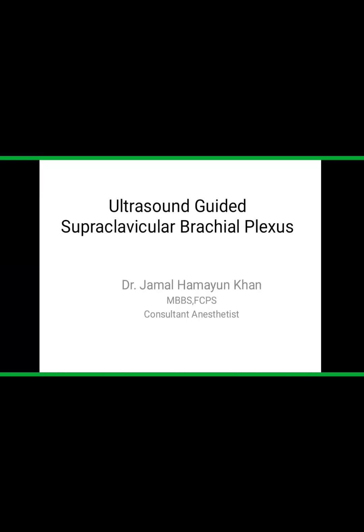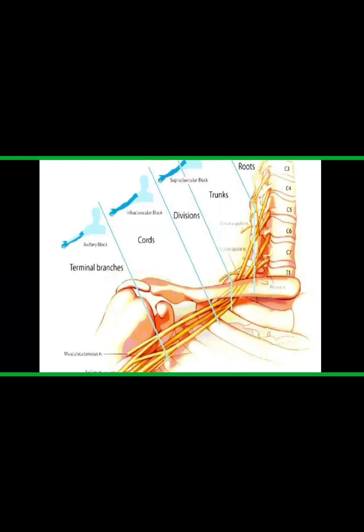As we can see, the brachial plexus emerging from the cervical spine and then ending up near the shoulder in the form of nerve branches. The brachial plexus emerges as nerve roots, starting from C3, 4, 5, 6, 7, 8, T1, and then they form the trunks, divisions, and then their divisions transform into cords, and then the terminal branches.